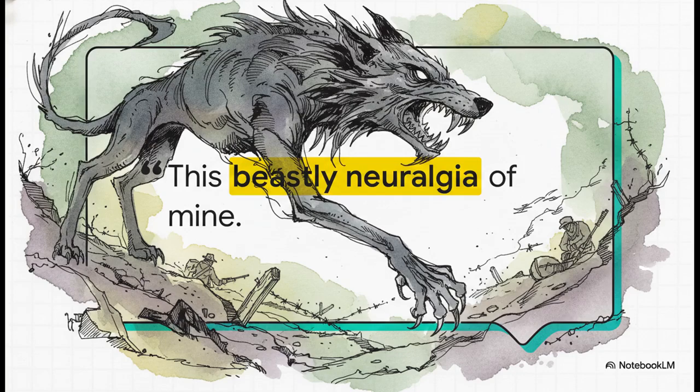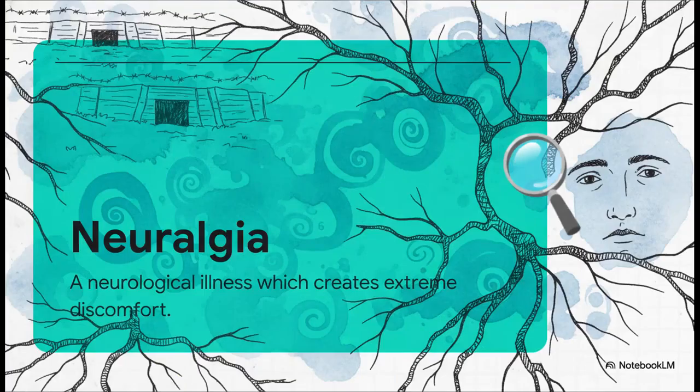And the thing is, neuralgia is a real medical condition. It causes horrible nerve pain. So this makes things complicated, right? Is he just straight up lying? Is he maybe exaggerating something that's real? Or, and this is a great point for your essay, has the mental trauma of war actually created a real physical symptom? The play never gives us a clear answer, which is perfect for you to explore.